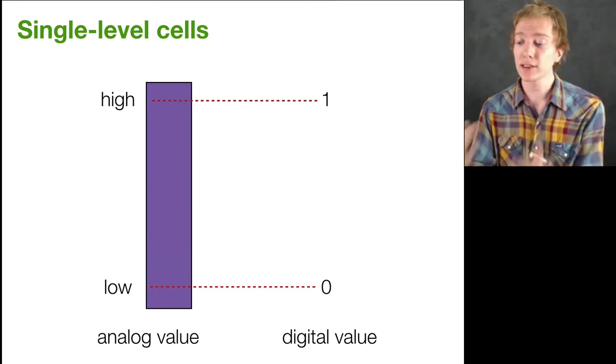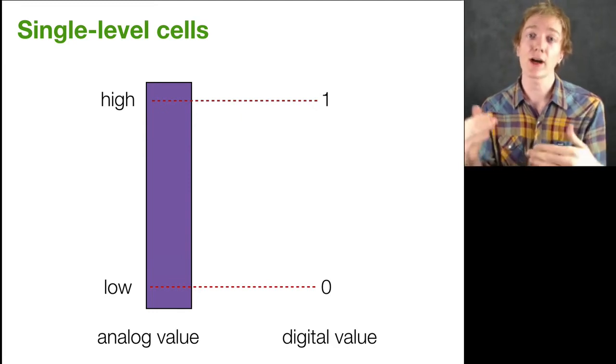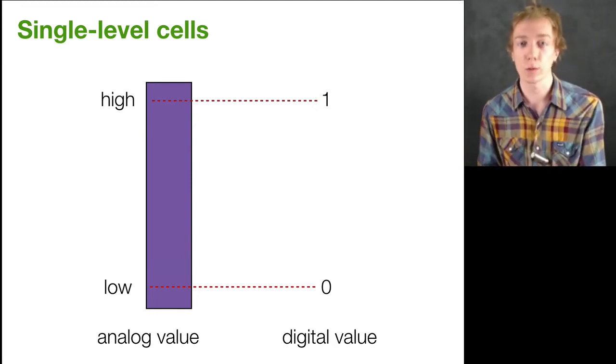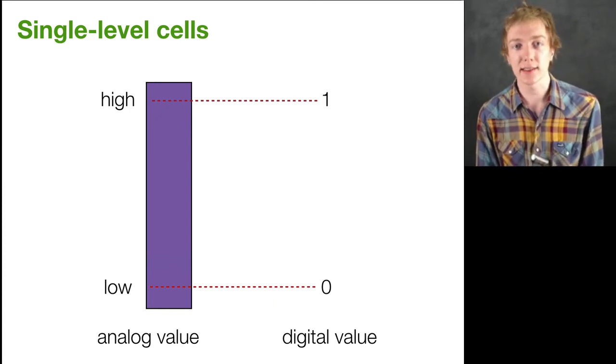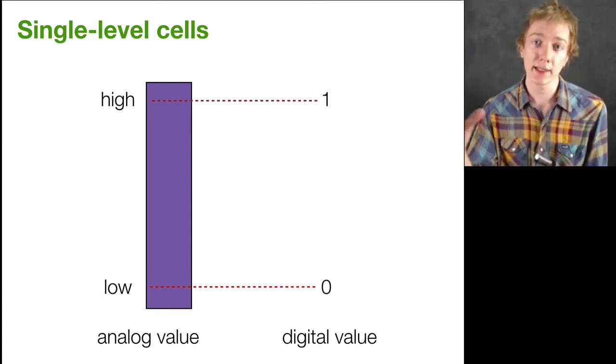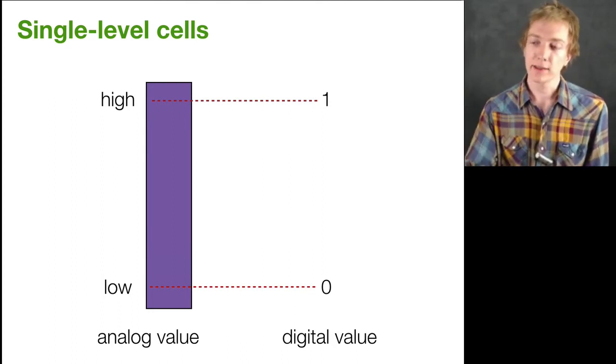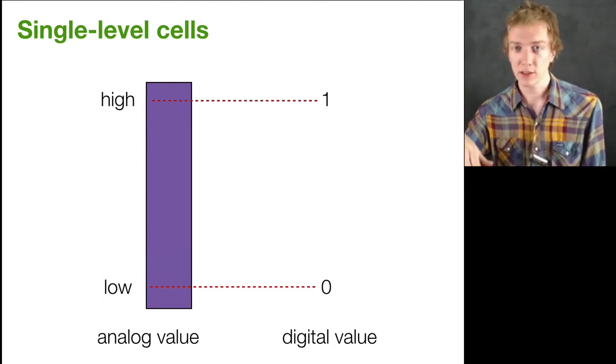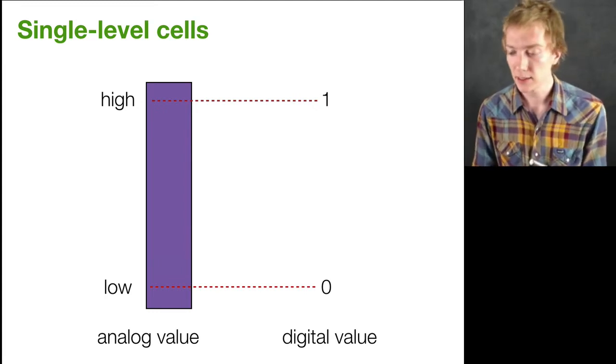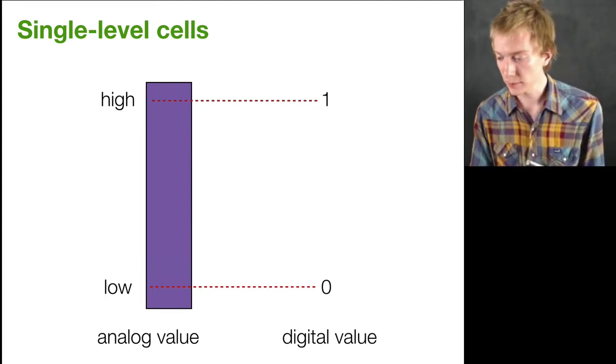And there's some underlying analog value that's either high or low, indicating a 0 or a 1. In PCM's case, that's the resistance, and that's proportional to the crystallization of the chalcogenide material that's inside each cell. And what this means is that when the resistance is high, that's a 1, and when it's low, it's a 0. So there's two levels in this cell, and we call that, for some reason, a single-level cell.